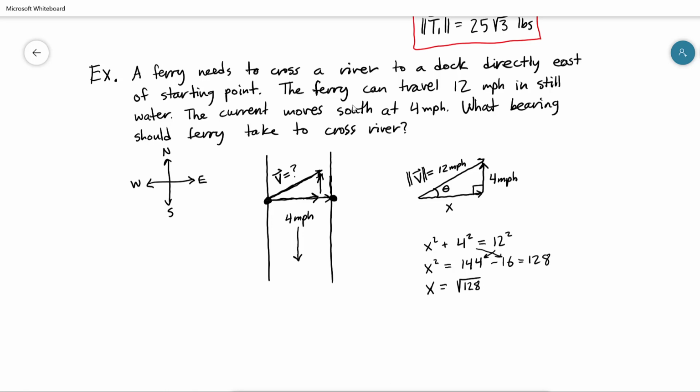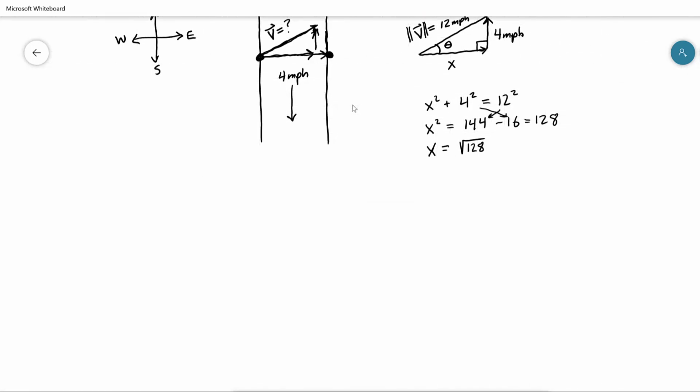Not worried about that. So I know that the vector v is square root of 128 comma 4. And that is sort of the bearing that this thing has to take. This is in the easterly direction, and this is in the northerly direction, if you want to think about it like that. But what we really want is, what is the angle?